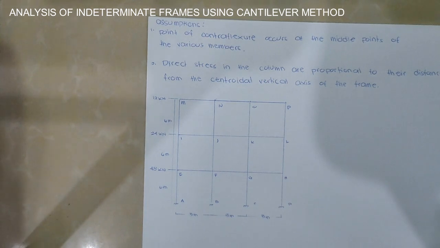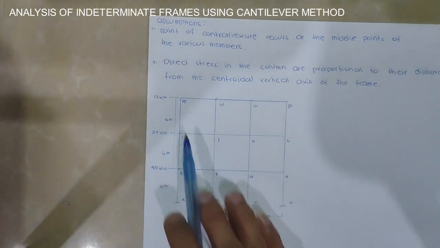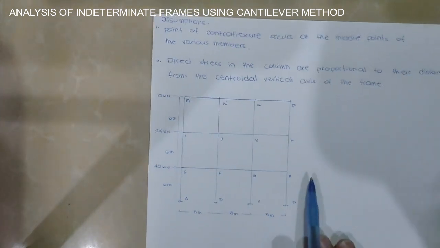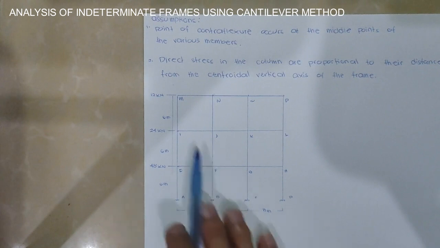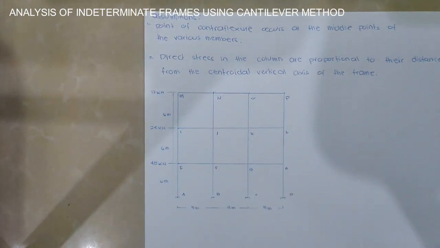We have two assumptions in the analysis of determinate frames using the cantilever method. The first one is that the point of contraflexure occurs at the middle points of the various members. So, suppose our frame is composed of two members, which are the vertical one, the column, and the horizontal, the beam.